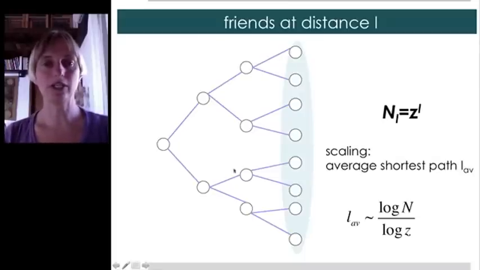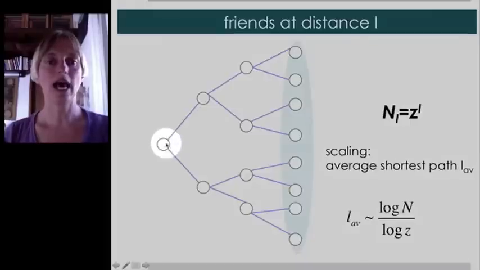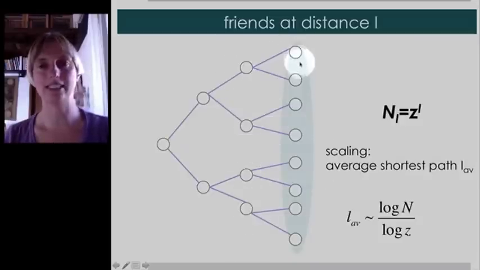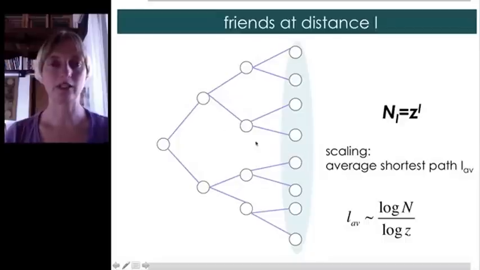So the approach here is that you have a node and it has some number of friends on average. So it might have, say, 2 friends at distance 1, and 4 friends on average at distance 2, and 8 friends on average at distance 3 if the average number of friends is 2.